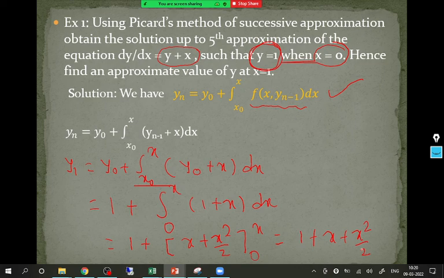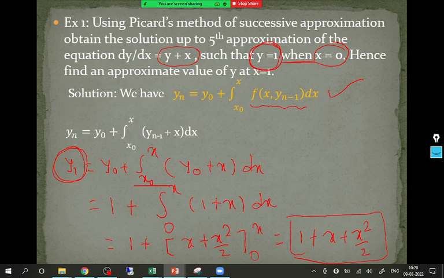Actually, this is the solution of the differential equation after first approximation. After first approximation, the solution of the differential equation by Picard is 1 plus x square by 2. That is the end of the first approximation. But the question is find 5 approximation. So you have to repeat this process 5 times there. Now we have to calculate y2. So obviously y2 will depend on y1, y3 will depend on y2, and so on there.